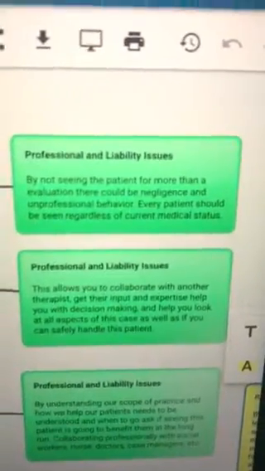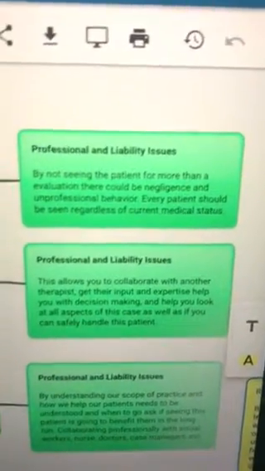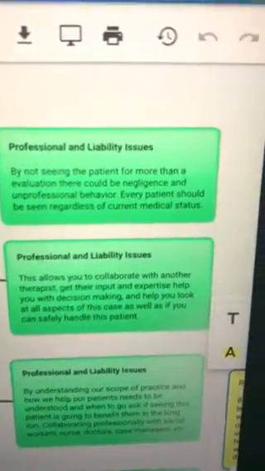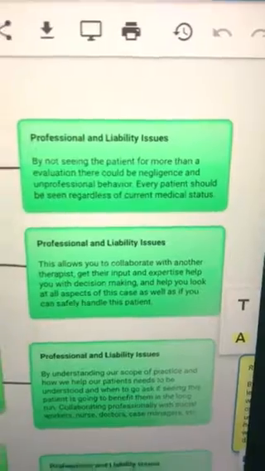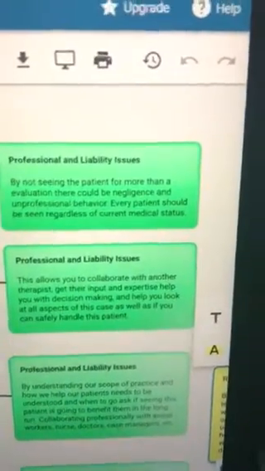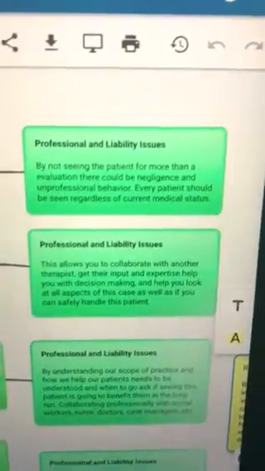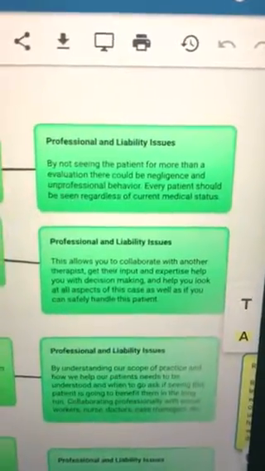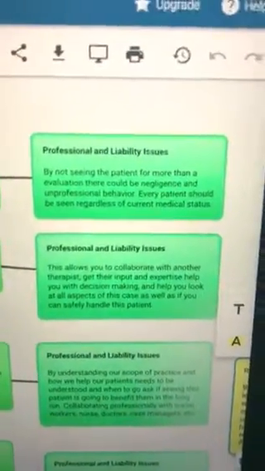With the professional liabilities for the checklist and level of priority, if we don't see patients for an evaluation, there could be negligence and unprofessional behavior. Every patient should be seen regardless of their current medical status. So by us not going to see them for therapy, that's liability right there.